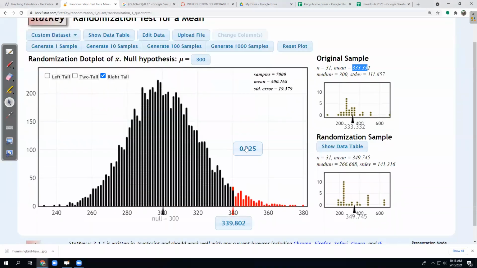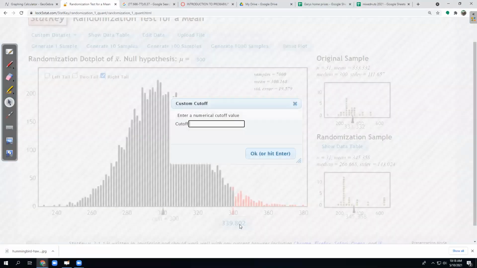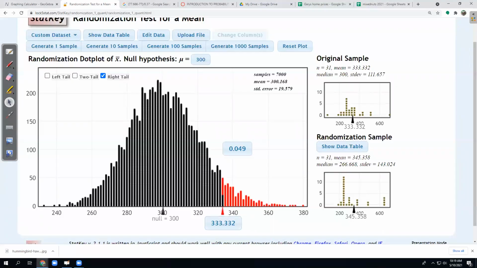So Stackkey says, hey, let's put 2.5% in the right tail. That's kind of its standard action. But I need to replace this mean housing price here with my mean. My mean according to Stackkey is 333,000.332. And once I do that, then I get my p-value. So my p-value, again, I got to enter my sample statistic, 333,000. And then this number up here is my p-value.